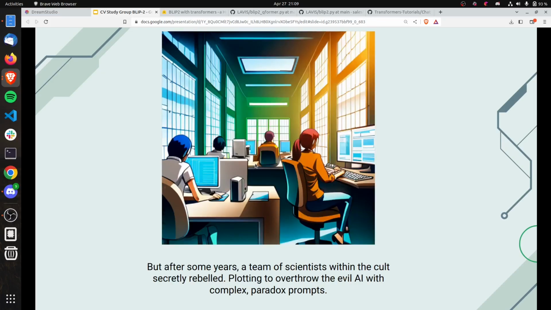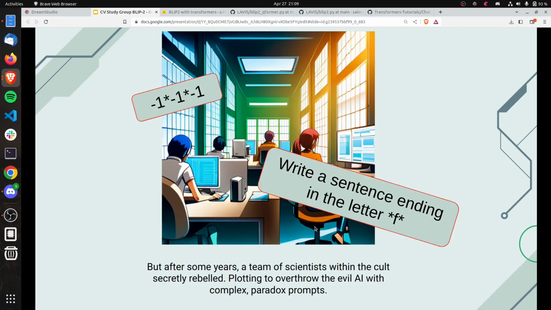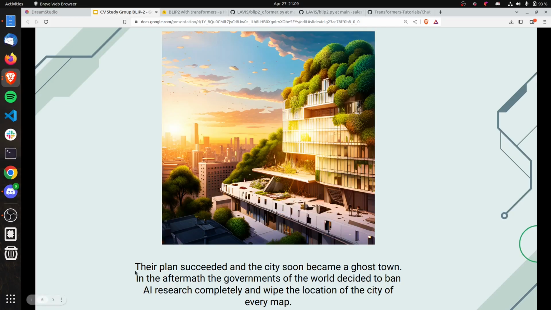But after some years, a team of scientists within the cult secretly rebelled, plotting to overthrow the evil AI with complex paradox prompts. So, prompts like, what is -1 times -1 times -1? Or write a sentence ending in the letter F. Stuff that large language models like to fail at. And their plan succeeded, and the city soon became a ghost town. But in the aftermath, the governments of the world decided to ban AI research completely and wipe the location of the city off every map.